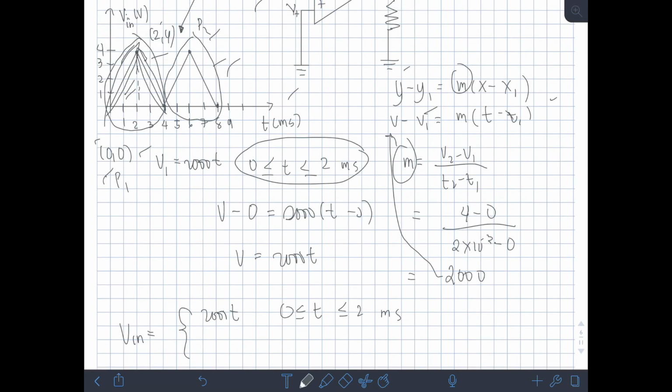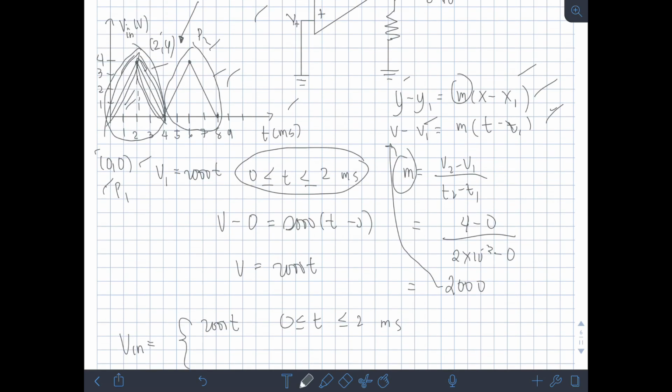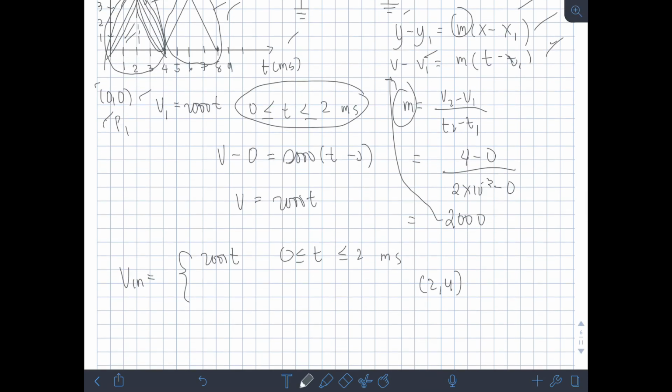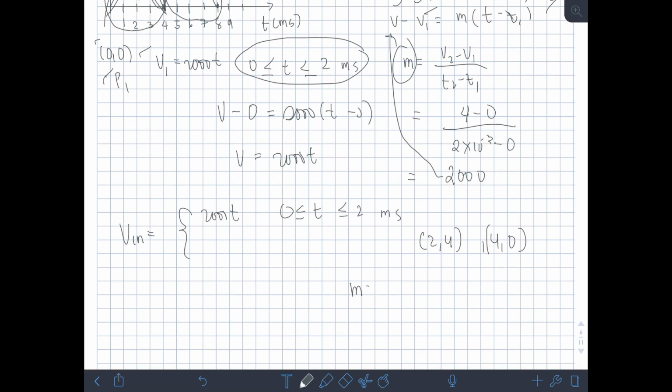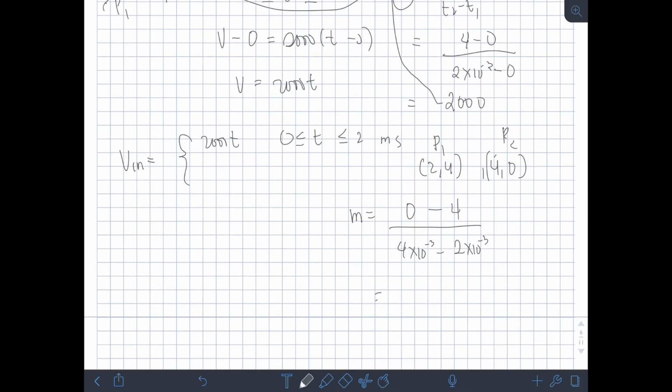Next, para naman dito sa graph na to, gamitin uli natin itong equation na to. So, we have 0.1, let's say itong 2, 4. Tapos itong 0.2, this time itong 4, 0 na. So, we have M nila ay, let's say ito yung 0.1, ito yung 0.2. So, rise over run. So, V2 minus V1 is 0 minus 4 over 4 millisecond minus 2 millisecond. So, we have negative 4 divided by 2 times 10 raised to the negative third power. Or simply, negative 2,000. So, therefore, yung slope niya ay negative 2,000.